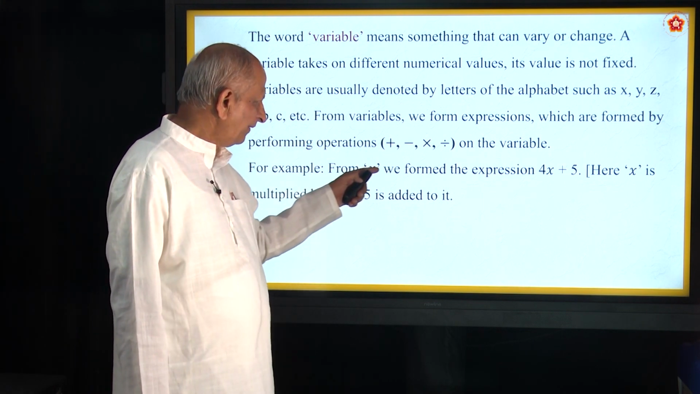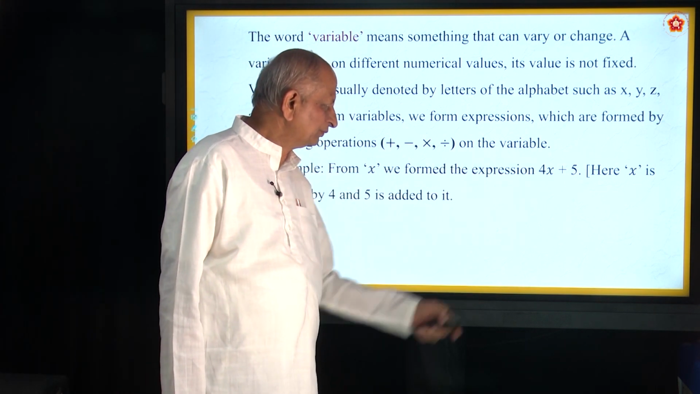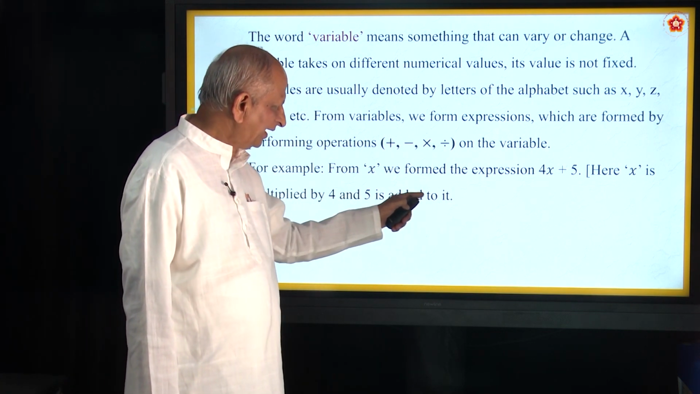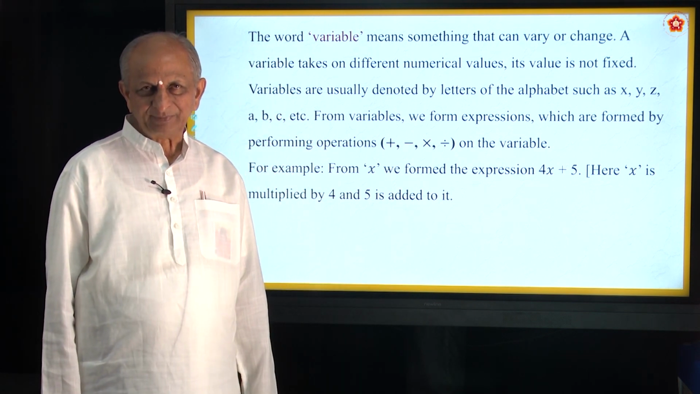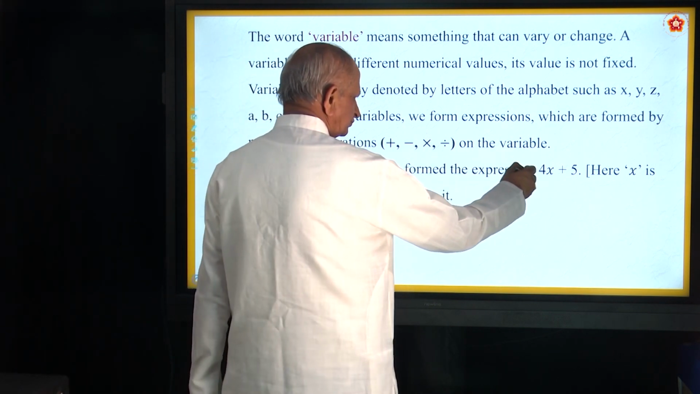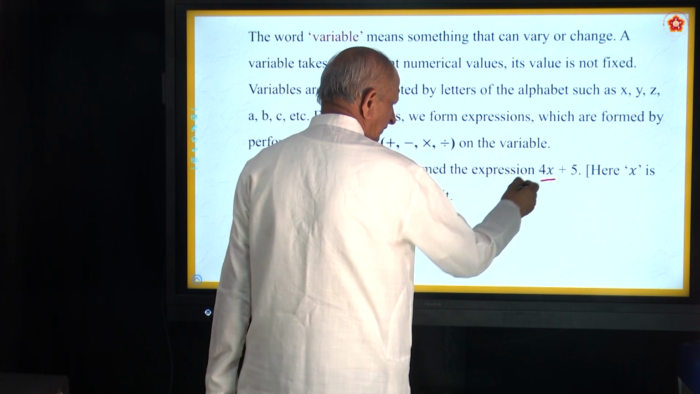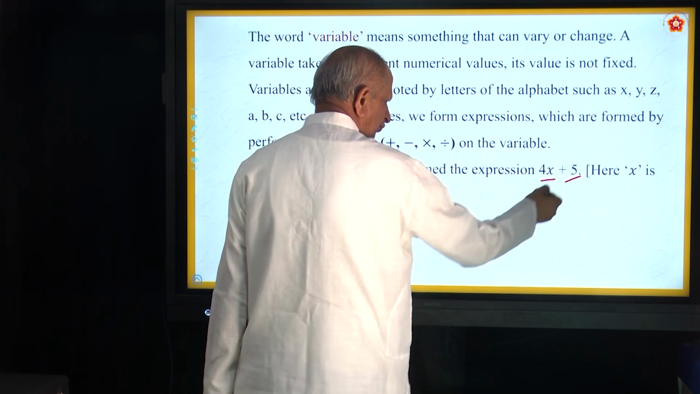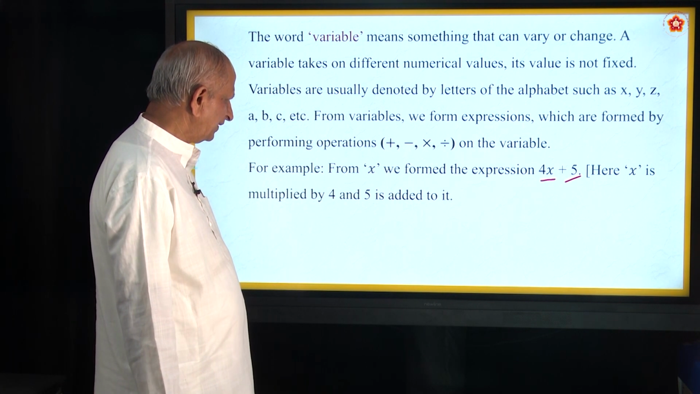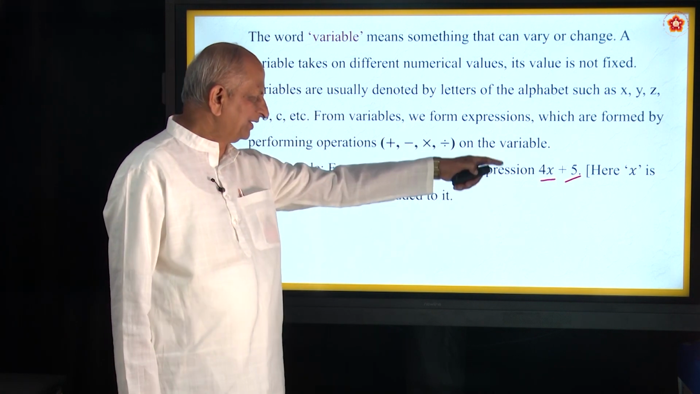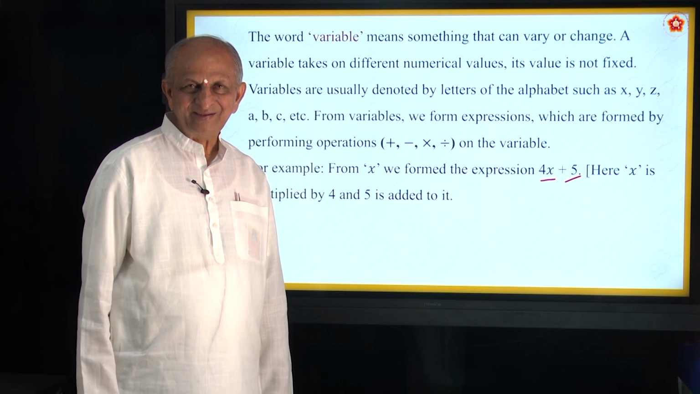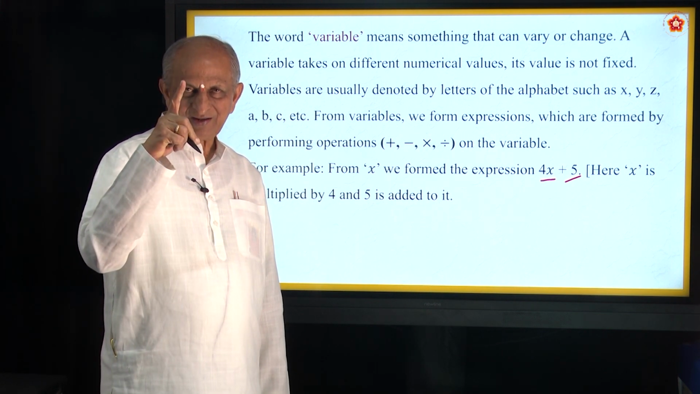So, from x we form the expression 4x plus 5. Here x is multiplied by 4 and 5 is added to it. So, how to write the expression? Here 4 times the given variable is added to 5. So, you get 4x plus 5, that is called an expression. Now, what kind of expression is it? Binomial. Why is it called binomial? 2 terms.